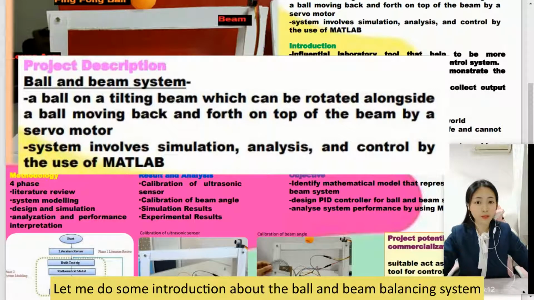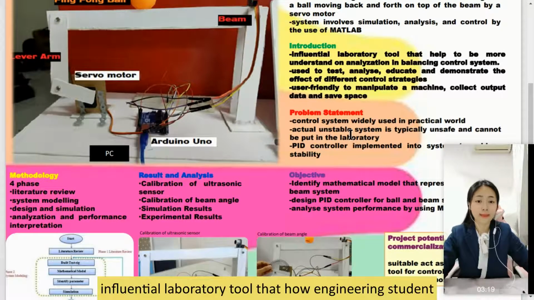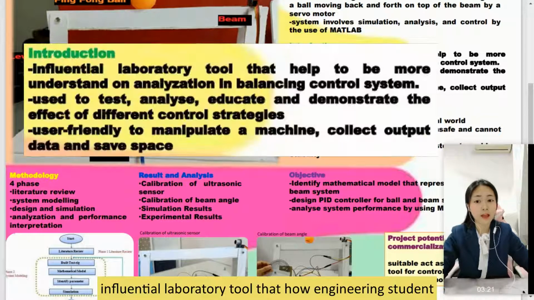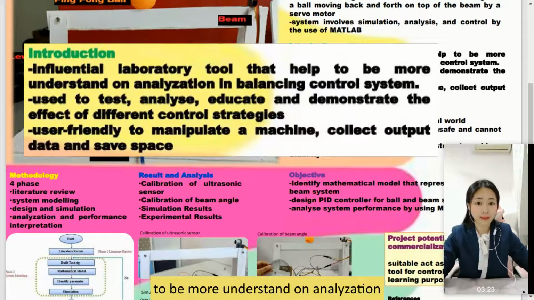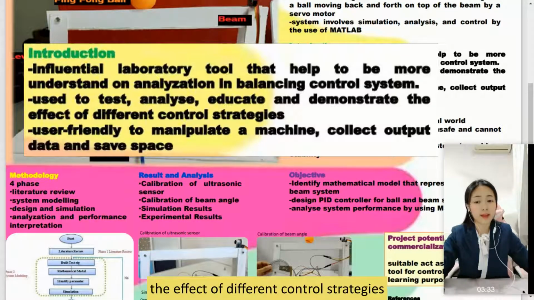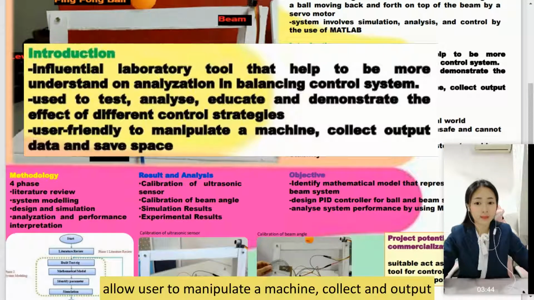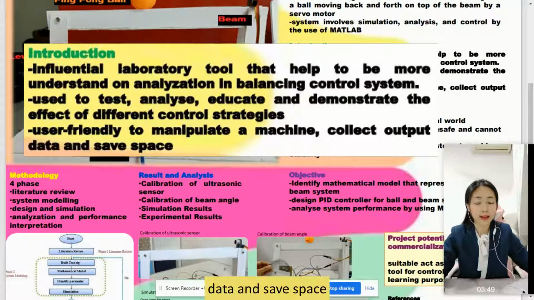Let me do some introduction about the ball and beam balancing system. The ball and beam educational tool is an influential laboratory tool that helps engineering students better understand the analysis of balancing control systems. It can be used to test, analyze, educate, and demonstrate the effect of different control strategies, with a simple, easy to understand, and user-friendly interface that allows users to manipulate the machine, collect and output data, and save space.